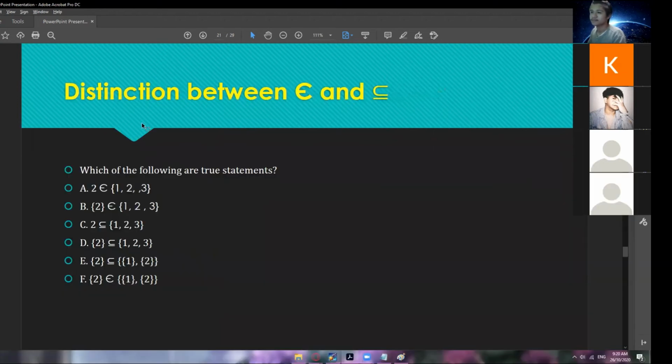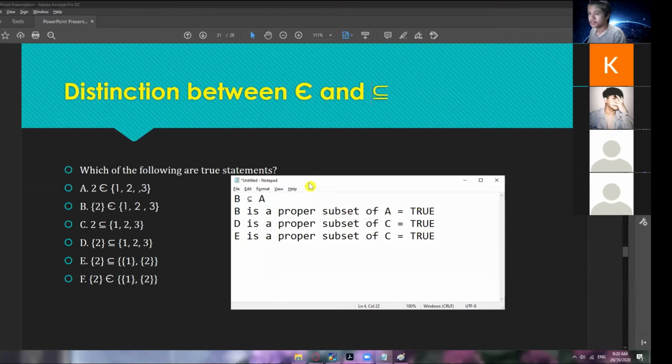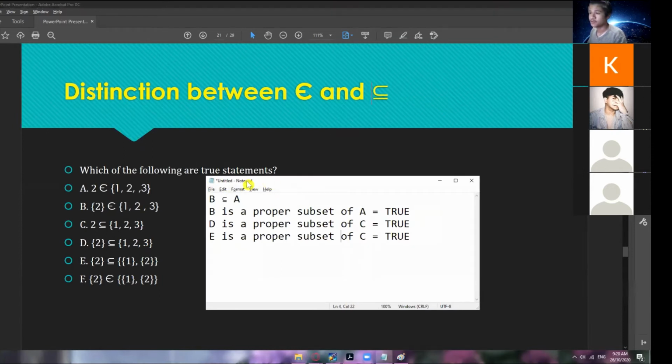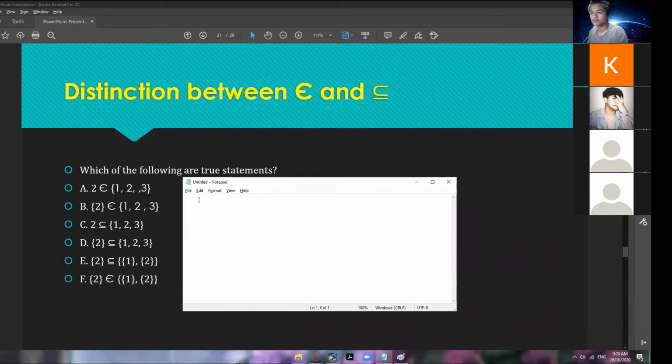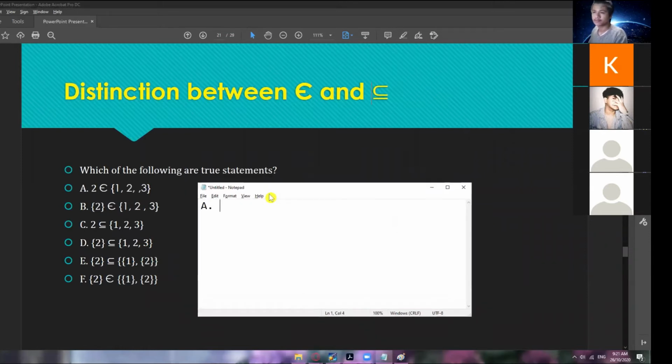Okay? So next one is distinction between element, and then kapag may underline, that one is a subset. Pag walang underline, that's a proper subset. Okay? Okay, so let's answer those questions. So which of the following are true statements? So anong sagot natin sa letter A? Is this true or false?